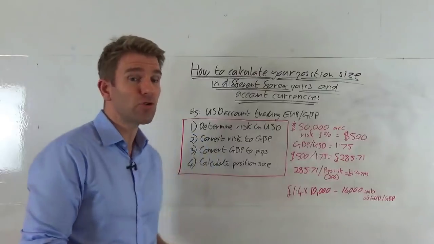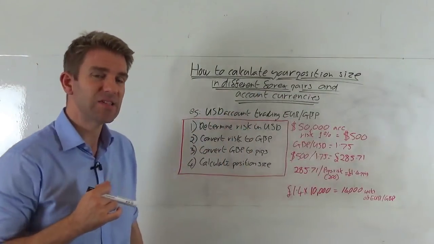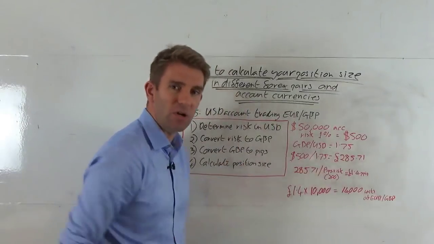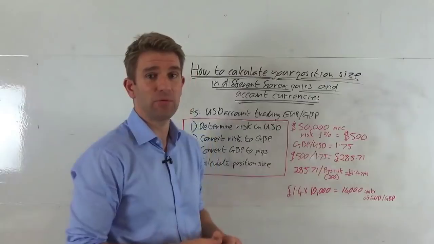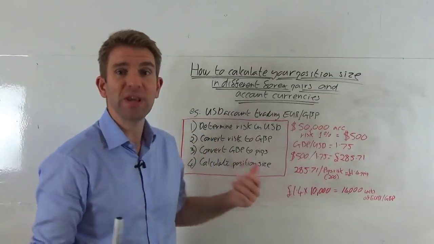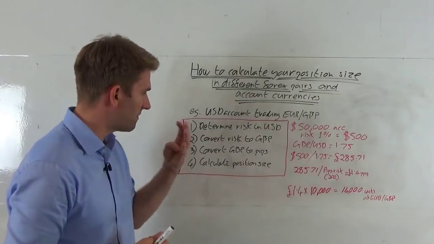However, if you're trading in a different Forex account, let's say you are trading in US dollars and you're trading something like Euro GBP and you haven't got the luxury of being able to spread bet, how do you calculate the profit and loss? Well, there's a few steps you've got to take, 4 steps really.